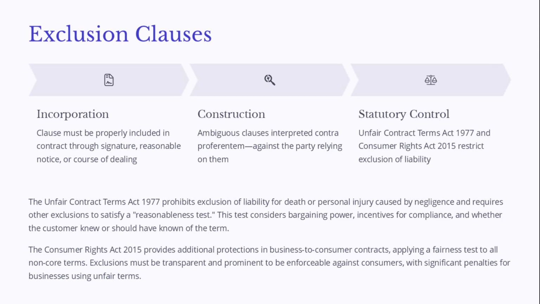The Unfair Contract Terms Act 1977 prohibits exclusion of liability for death or personal injury caused by negligence and requires other exclusions to satisfy a reasonableness test. This test considers bargaining power, incentives for compliance, and whether the exclusion was transparent. The Consumer Rights Act 2015 provides additional protections in business-to-consumer contracts, applying a fairness test to all non-core terms. Exclusions must be transparent and prominent to be enforceable against consumers, with significant penalties for businesses using unfair terms.